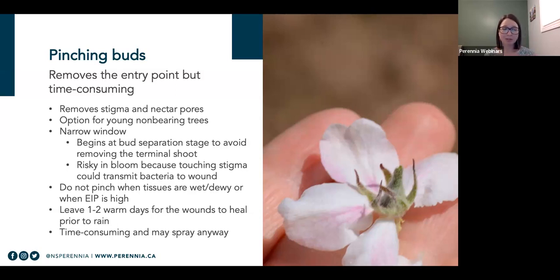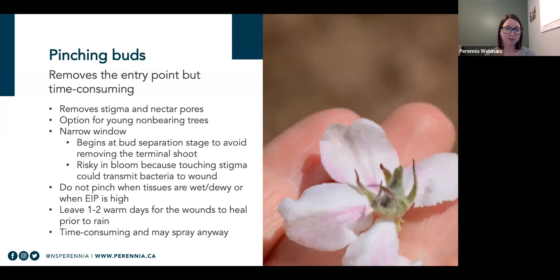But then you really want to do this pinching before bloom time, because if you were to pinch around bloom time, you're touching the stigma where the bacteria is growing, and you could be transmitting that bacteria as you're wounding the trees going down the tree row, pinching flowers. So you definitely don't want to do any pinching of these tissues when it's wet and dewy. And if you're doing this during bloom time, you don't want to do it when the EIP is high, because there would be high bacterial populations on the stigma.